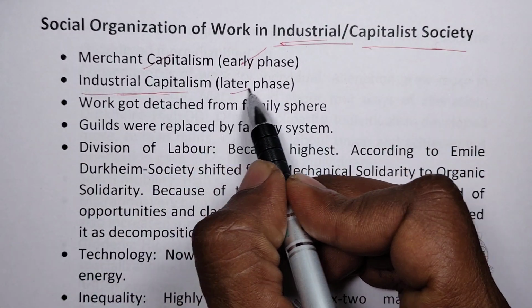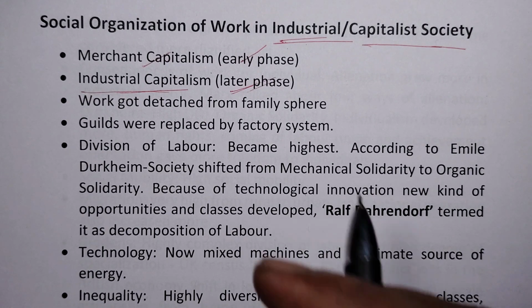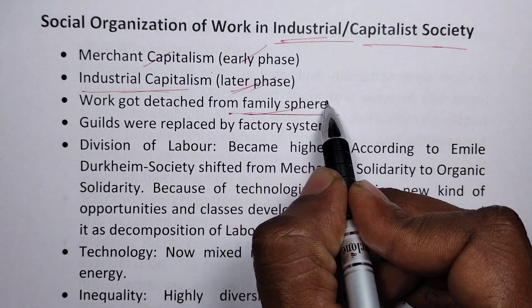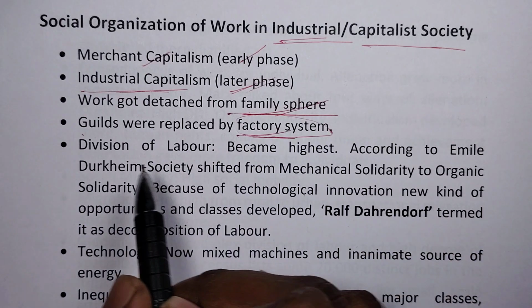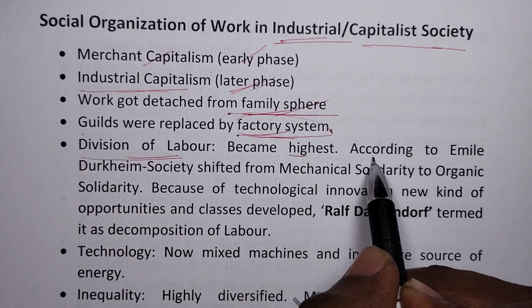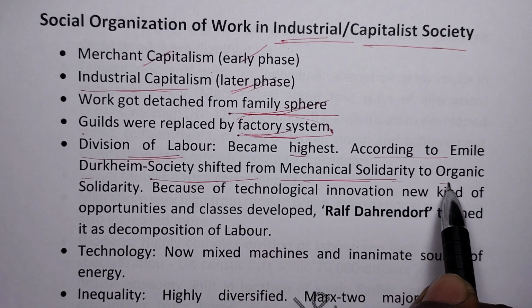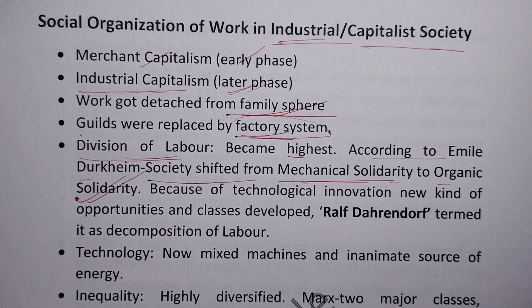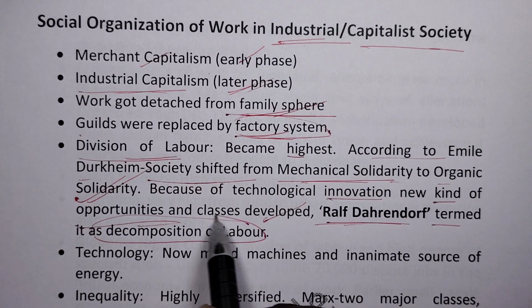Industrial capitalism, later phase, means the establishment of industries and the emergence of new towns. Work got detached from the family sphere. Guilds were replaced by the factory system. Division of labor became highest. According to Emile Durkheim, society shifted from mechanical solidarity to organic solidarity. Because of technological innovation, new kinds of opportunities and classes developed. Ralph Dahrendorf termed it a decomposition of labor.